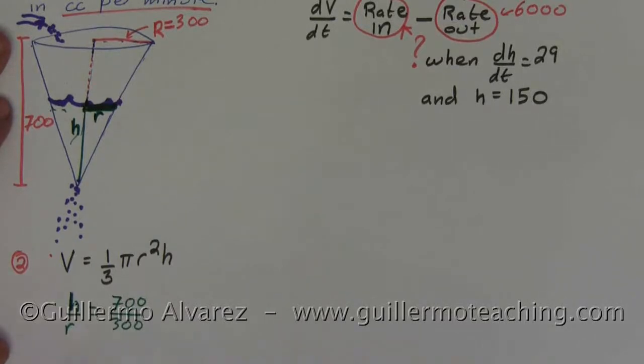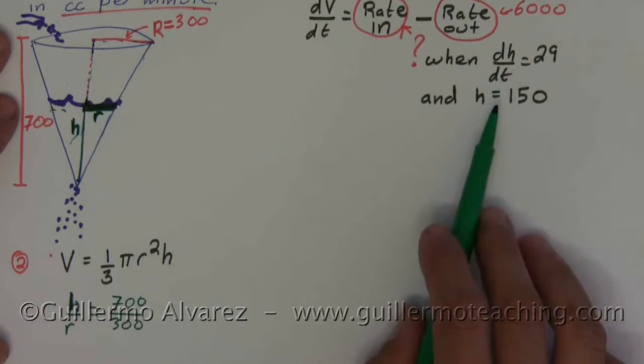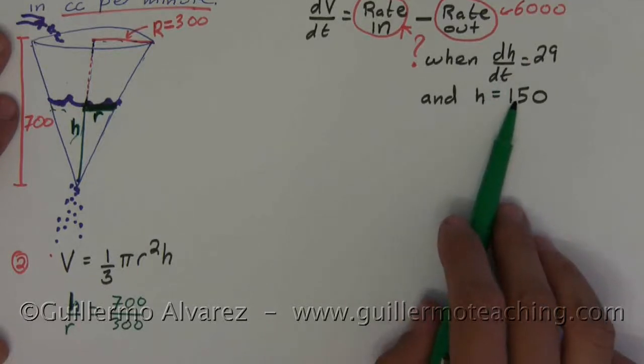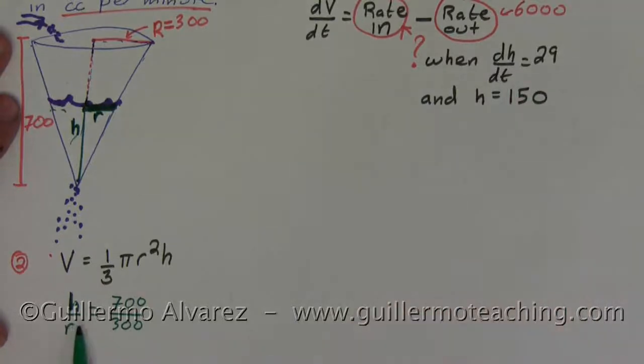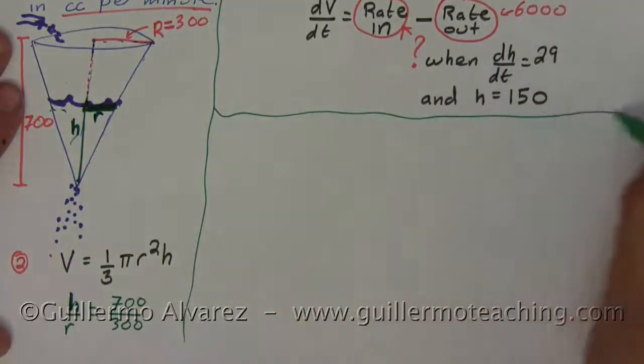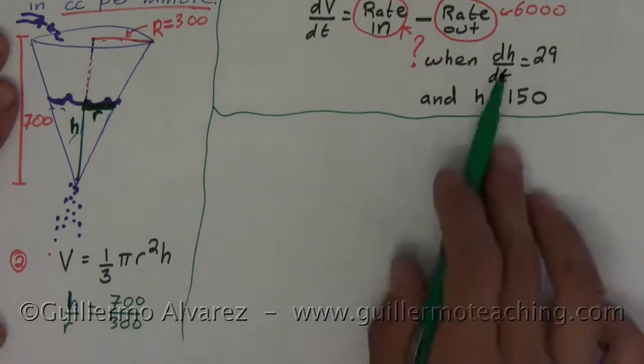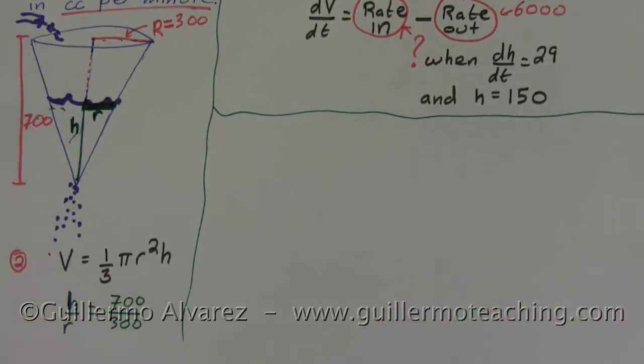Okay, so the good thing about this is that the information that we have is all on h. We have the derivative of h with respect to time, and we have h at a particular point in time. We could use these to find the radius at a particular point in time, but it's easier to rewrite the volume formula in terms of just the height, because that way we just plug in the information that we already have.